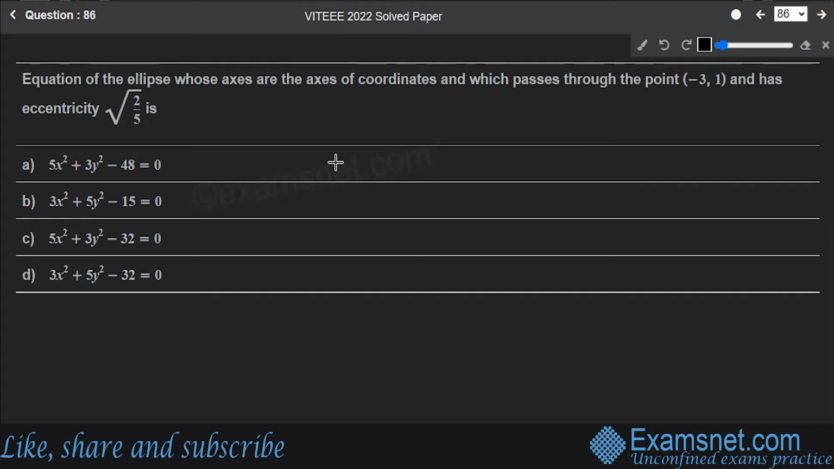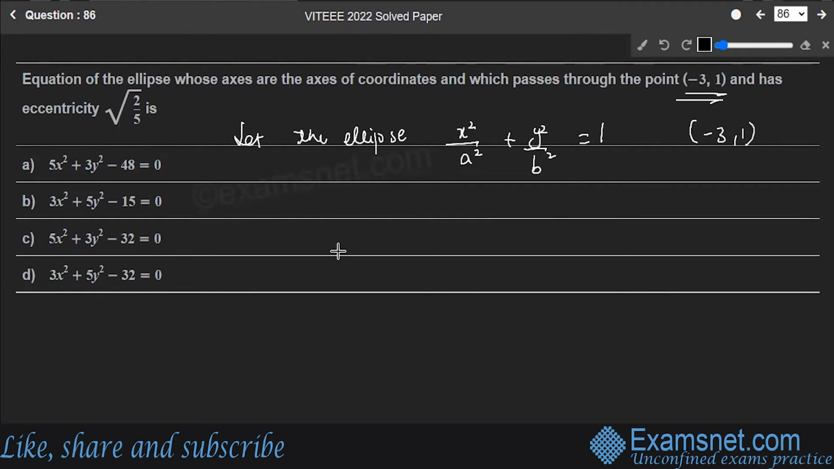Equation of the ellipse whose axes are the axes of coordinates, which passes through the point (-3, 1) and has the eccentricity given by root of 2 upon 5. First of all, let's say the ellipse is x square upon a square plus y square upon b square equals 1. Now this passes through the point (-3, 1). Therefore, this can be written as (-3) square upon a square plus 1 square upon b square equals 1, which is 9 upon a square plus 1 upon b square equals 1.